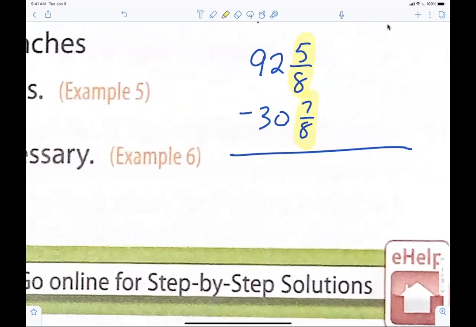Can I subtract those really? Not really. So what do I have to do? Borrow. That's right. Very good. You borrow. So you borrow 1 from the 92 and it becomes what? 91. Now, when you borrow, what does the 5 become? Oh, 1 and 5. Yes, it's actually 1 and 5/8, but what is 1 and 5/8 the same as? Improper.